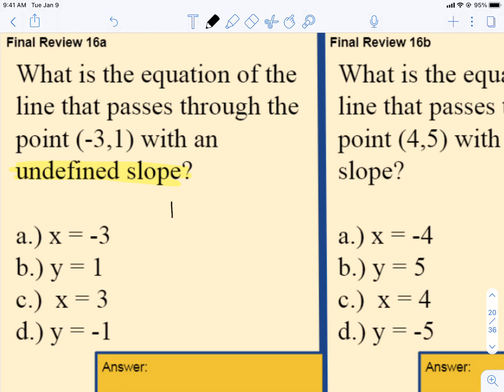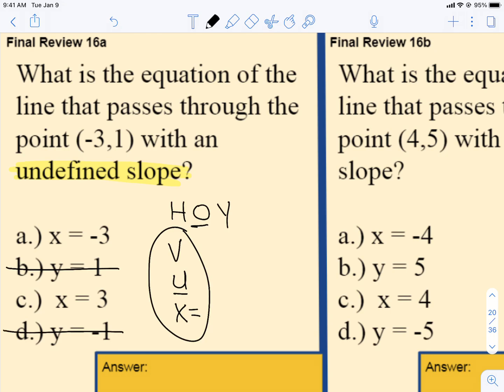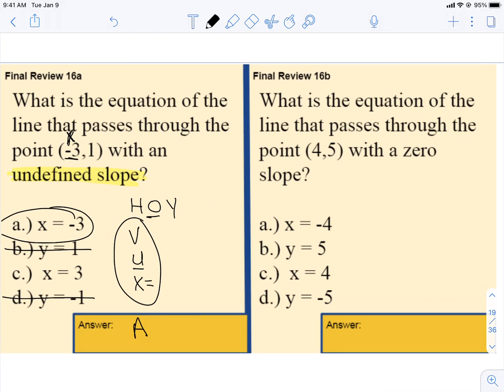This is where you need to remember the Hoy-Vux. So Hoy-Vux: horizontal line, 0 slope, y equals. And then we have vertical line, undefined slope, x equals, which means we want the Vux part because it has that undefined slope. It also tells us that it's an x equals equation, which means I can eliminate answer choice B and answer choice D. Now, how we determine what that value is, you look at the point that's given to you. You want it to go through the x value that's given to you, which is -3, which means A is my answer.